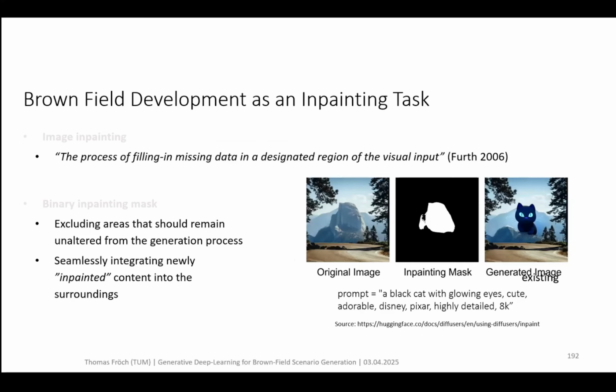May I ask you to raise your hand if you're familiar with the concept of in-painting, then I don't have to go into it. Okay, maybe I'll illustrate it a little bit. So the idea is to fill in missing data in a designated region. You can see the example here for an image: the original image is masked with a binary in-painting mask indicating areas that should be replanned. Then a prompt describes the desired new content, which is then added to the region. And the idea is now to transfer this concept to urban planning.